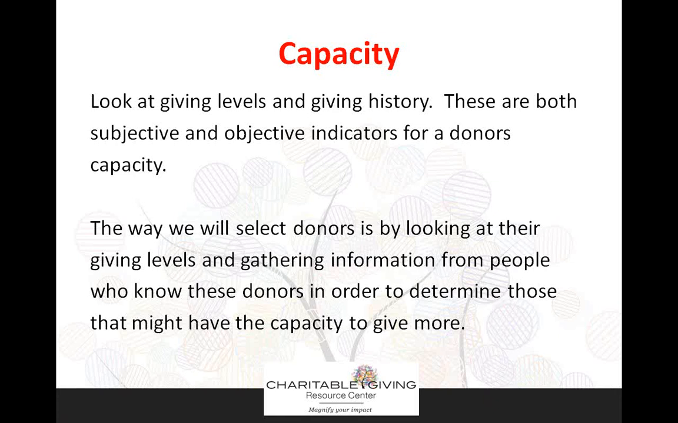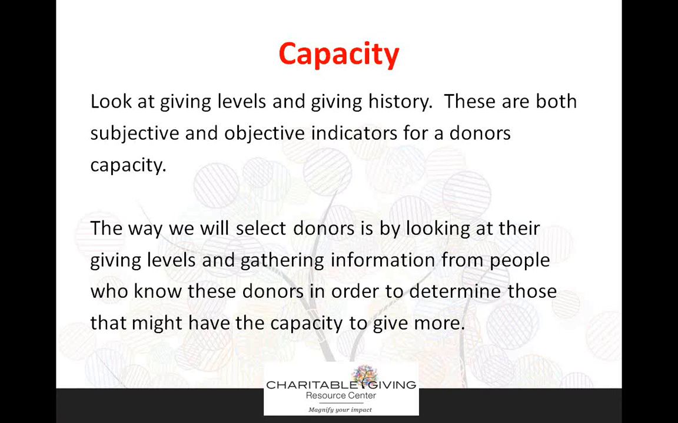The way we select donors is by looking at their giving levels and gathering information from people who know these donors in order to determine what that capacity to give more may be. And what's one of the first groups that you could ask? Your board of directors. So if you have a list of a couple hundred people that you think, all right, I think that these might be a group of people I want to look at, throw them out to your board of directors.